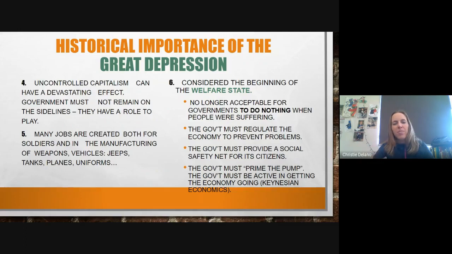This idea that the government needs to help regulate the economy to prevent problems. That can be done by increasing or decreasing interest rates to help stimulate or slow investment. Provide a social safety net for its citizens, right? We're looking at stuff like old age security, employment insurance, those types of things. This idea that the government must prime the pump. So that would mean stimulating the economy by investing in infrastructure projects potentially, or Keynesian economics. And we're going to be looking at that in another section later when we get to talking about economics.